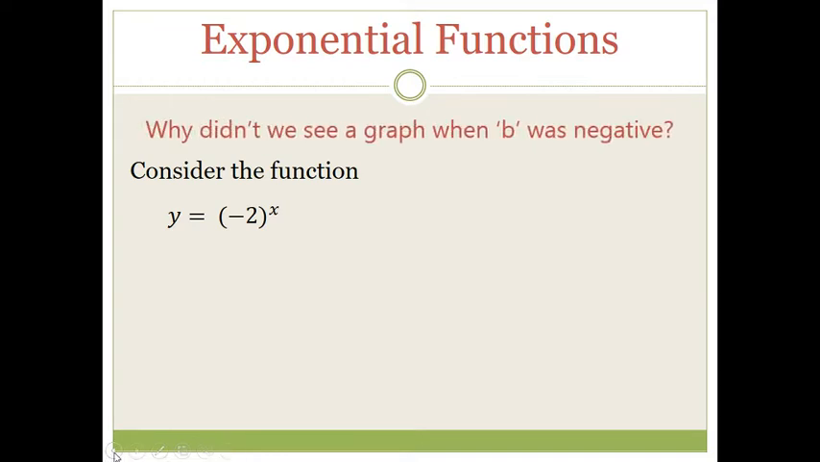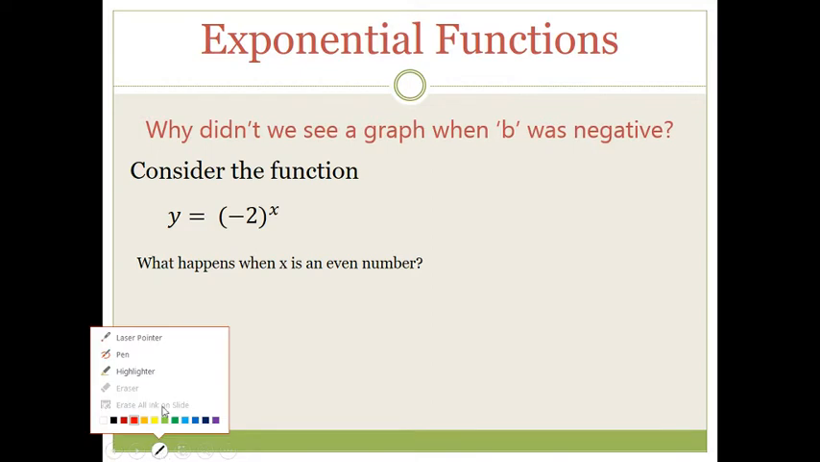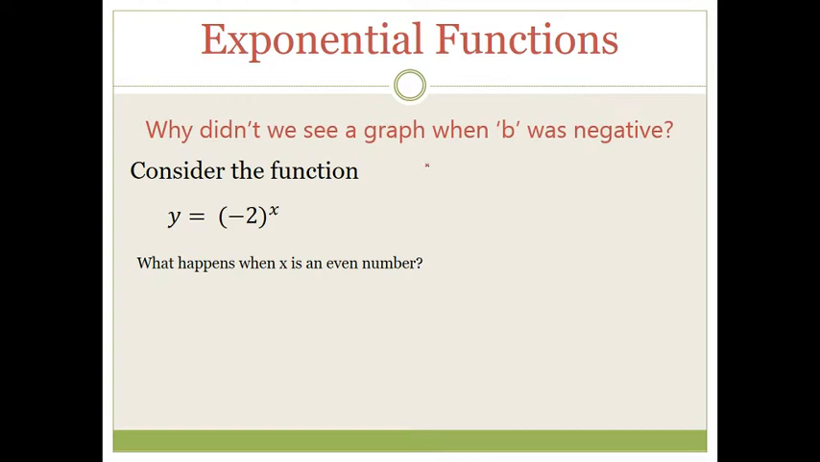All right, so what happens when x is an even number? Let's start there. Remember, x is our input variable. We can let it be anything we want. Let's see what would happen if I let it be an even number, like 2, 4, 6, 8, whatever. Suppose I make a little table here, here's our x and here's our y. What if I plug in a 2 for the x? What do I get for y? Well, I'd get -2 squared, which would be -2 times -2. Well, that would be +4.